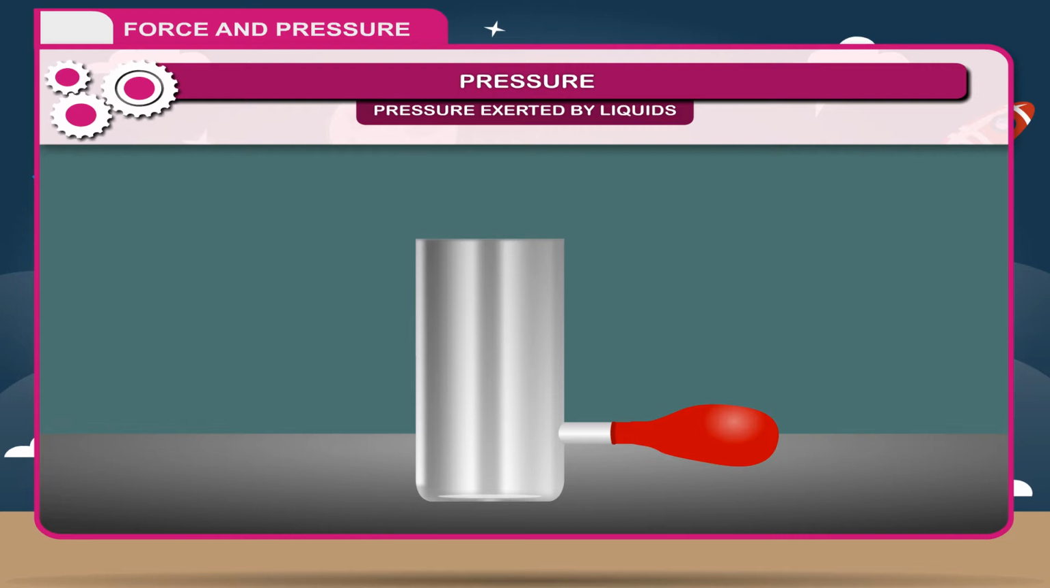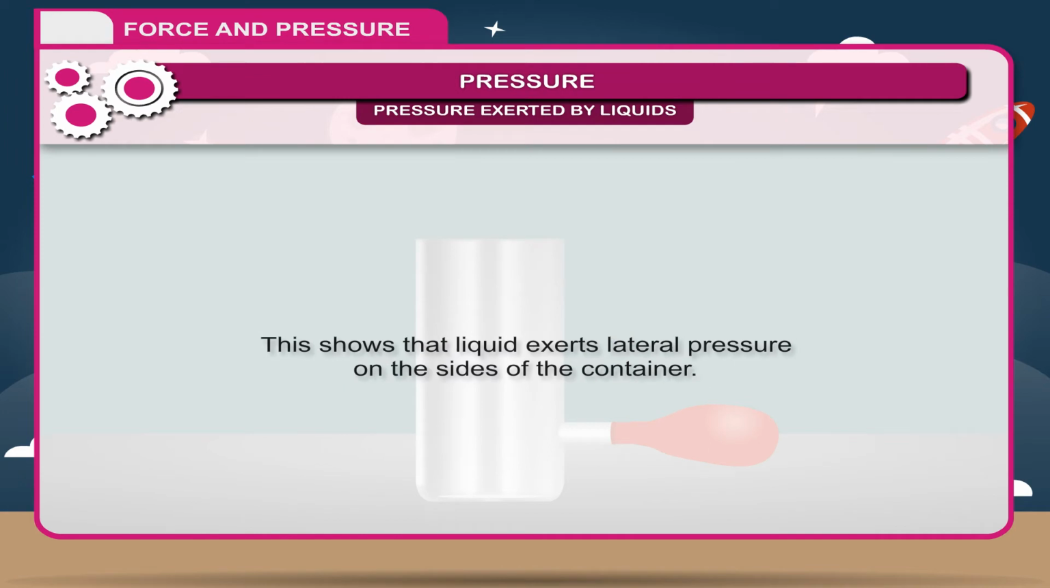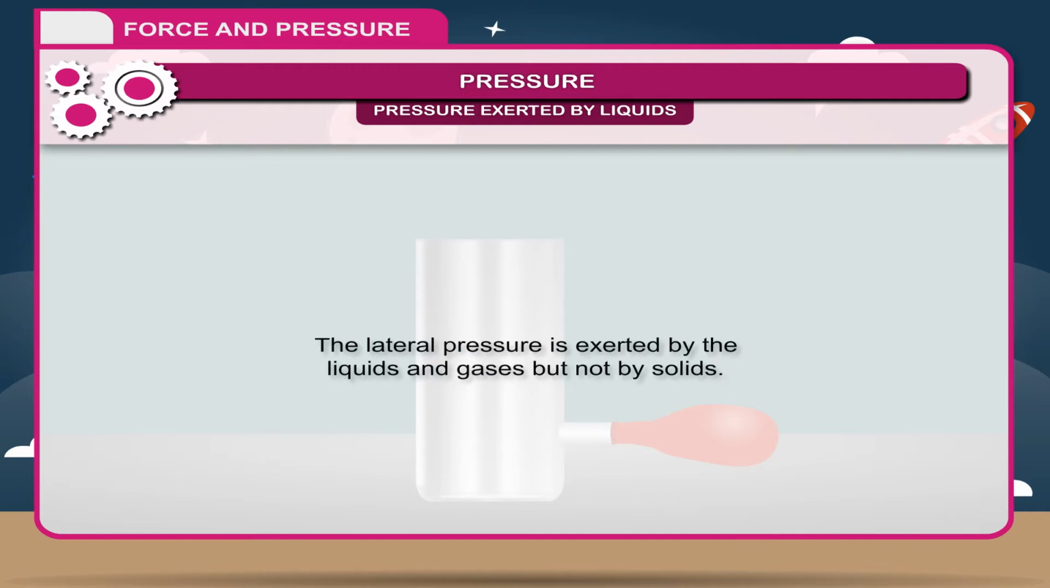This is due to the fact that liquid applies pressure on the side walls also. This shows that liquid exerts lateral pressure on the sides of the container. The lateral pressure is exerted by liquids and gases but not by solids.